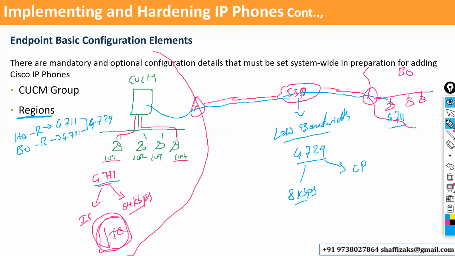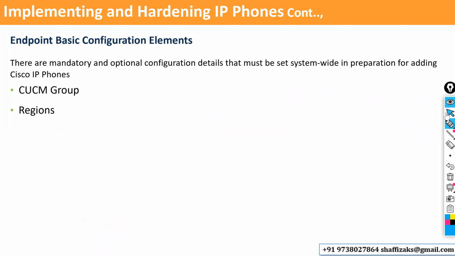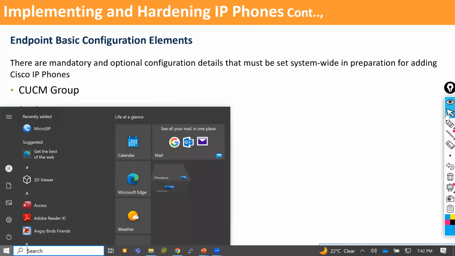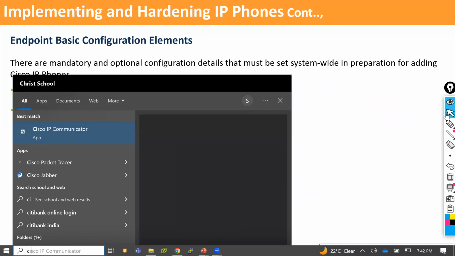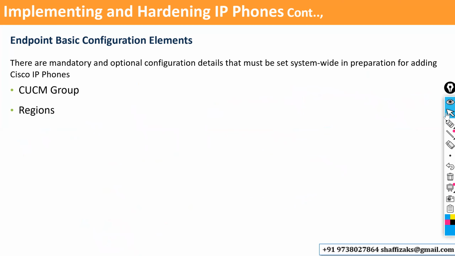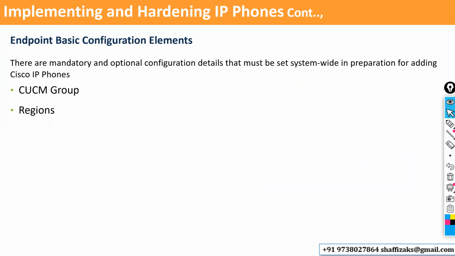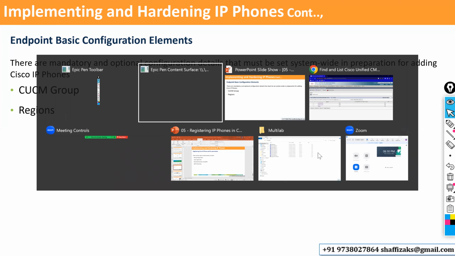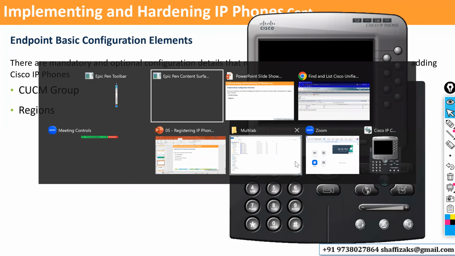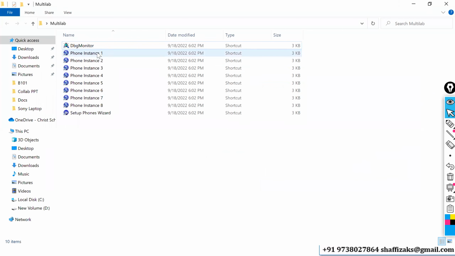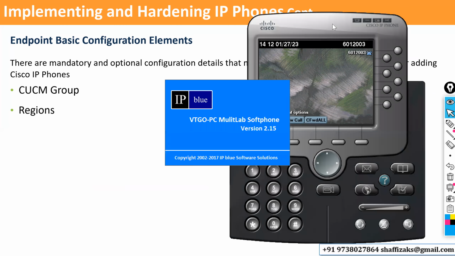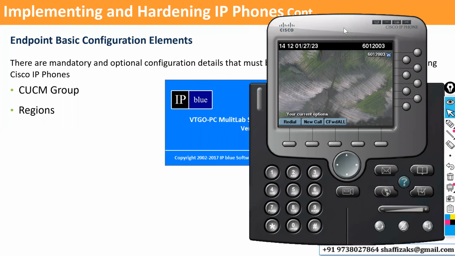Okay. Let's begin configuring the regions. Before configuring the region, I'm going to bring my Cisco IP phone here. And also, where is the multi-lab? I'm going to bring this one also. Okay, I'll just minimize this. See, these are the two phones we have registered internally, right?